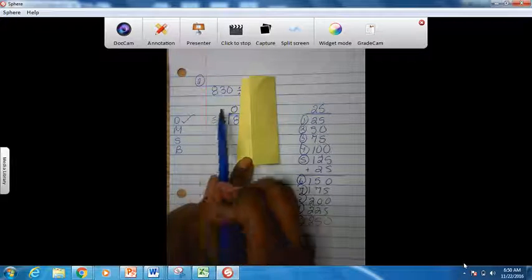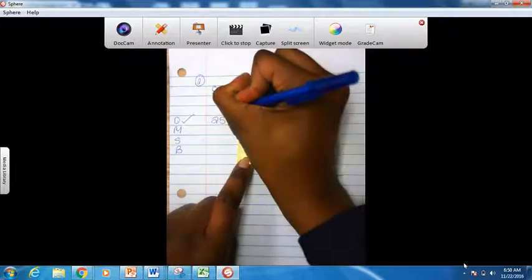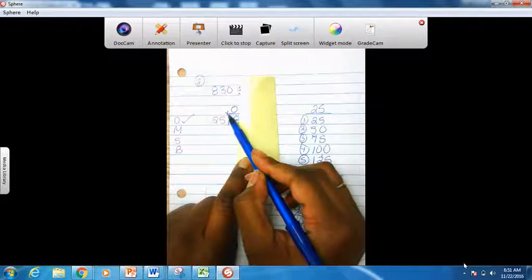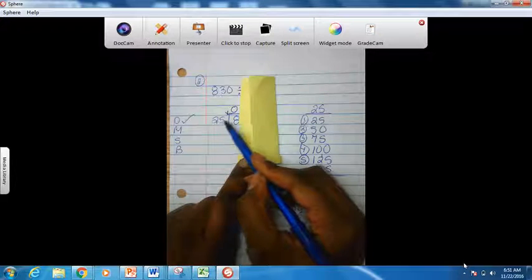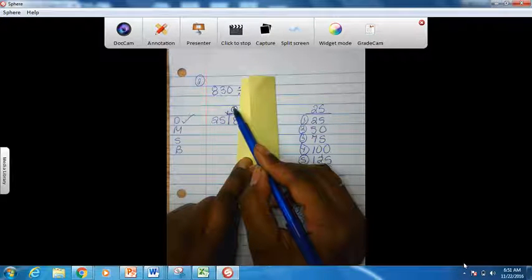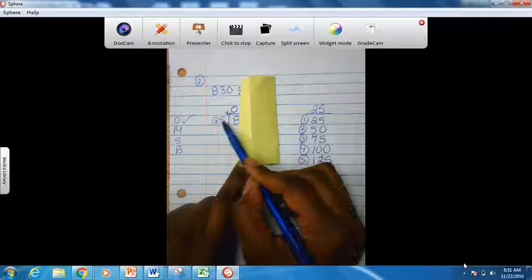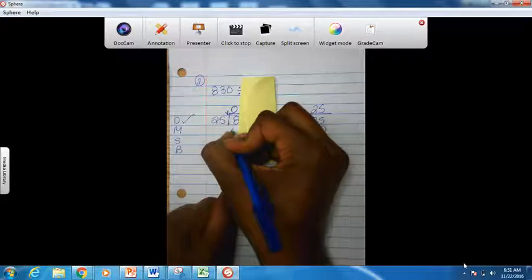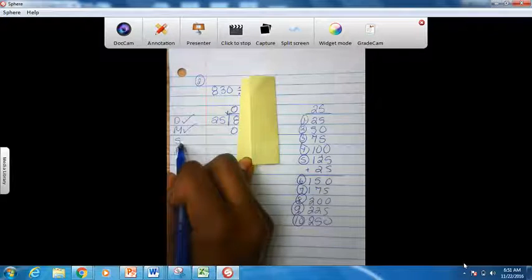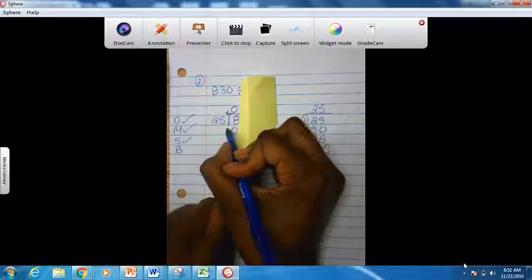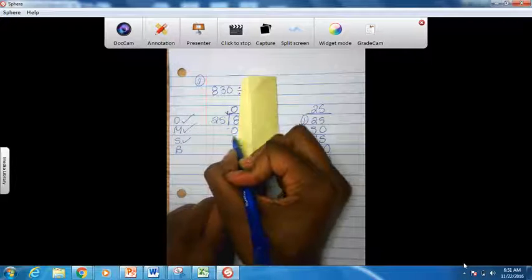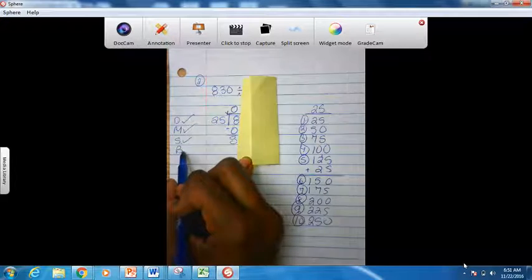I like to put this multiplication symbol here because it reminds me that I'm multiplying my divisor by the numbers in the quotient, or the answer area. So 25 times 0 is 0. Next step is to subtract. 8 minus 0 is 8. And our next step is to bring down the next digit.